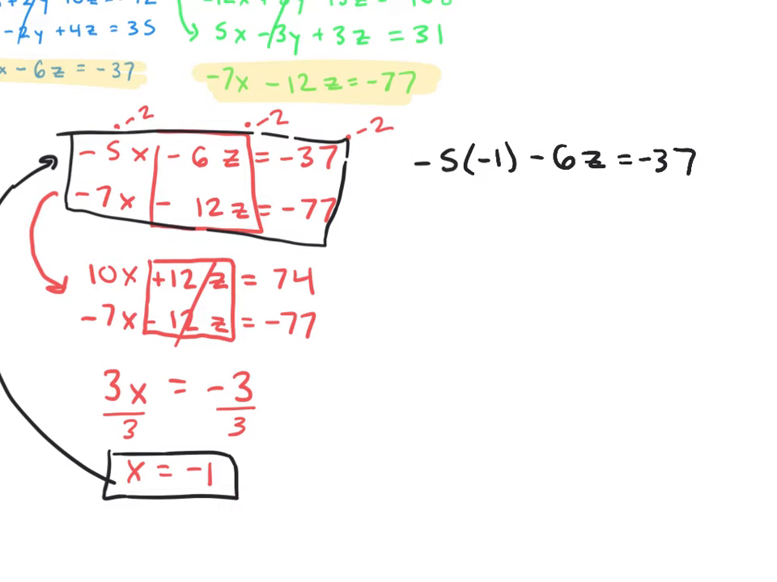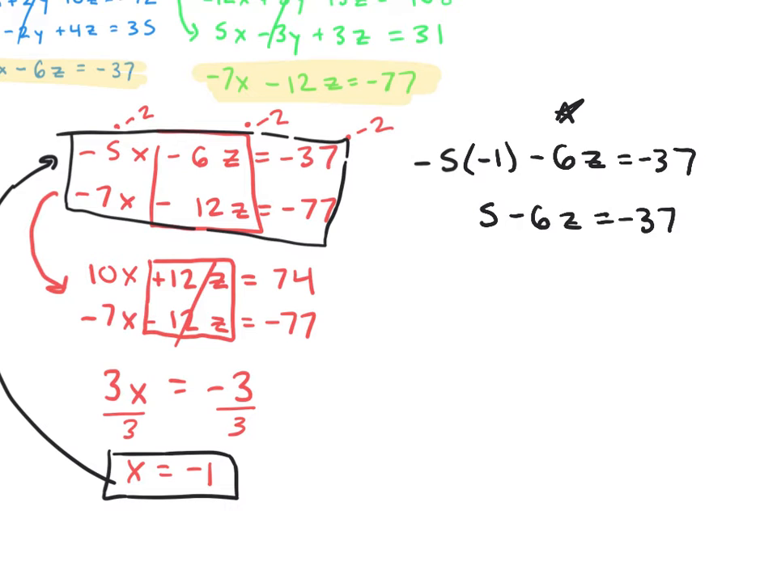What do we have to do to solve for z? What can we do? What do we do to solve for z here? Well, we need to get it by itself. Yeah, so what can we do? What do we do first? Distribute, times the -5 and the -1. What's -5 times -1? +5. So +5 minus 6z is equal to -37.